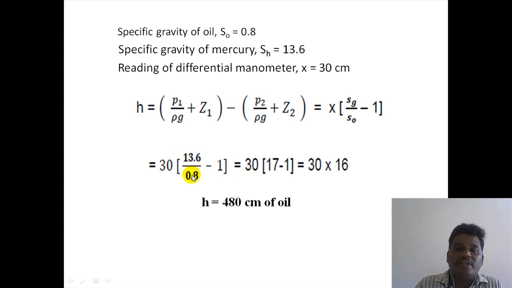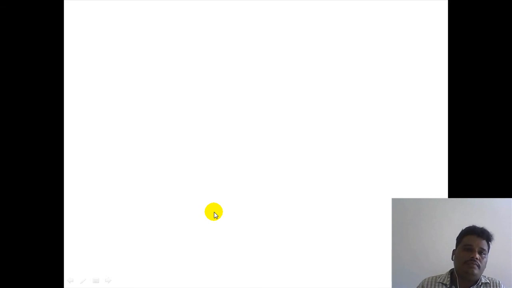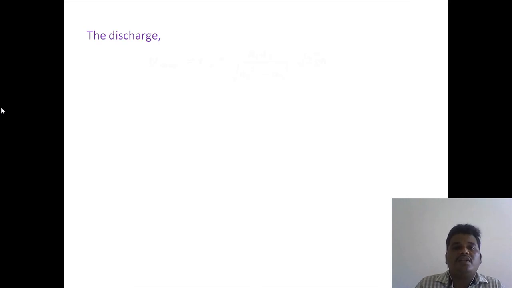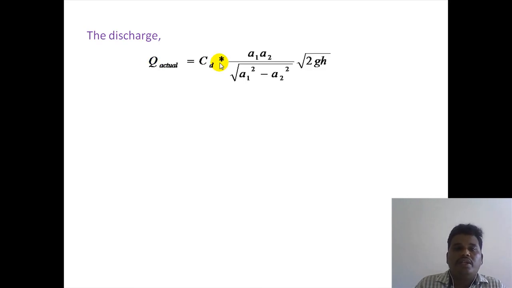By calculation, 13.6 divided by 0.8 is 17, and 17 minus 1 is 16. So 30 into 16 gives H equal to 480 centimeter of oil. Now the discharge equation, Q actual is equal to CD multiplied by A1 A2 divided by root of A1 square minus A2 square, into root 2GH.